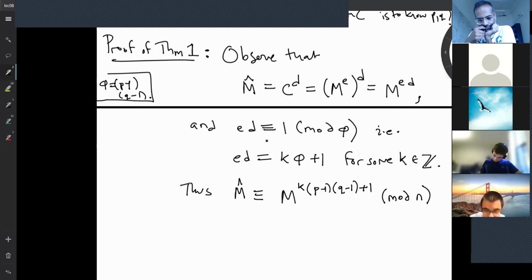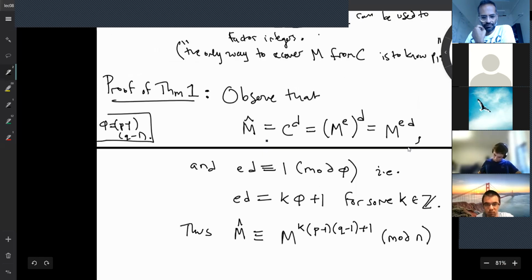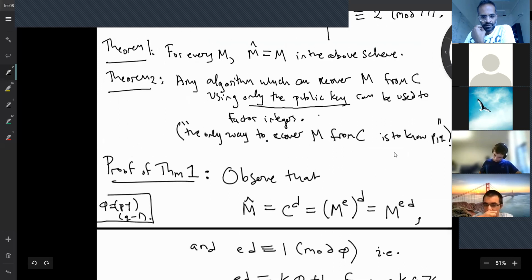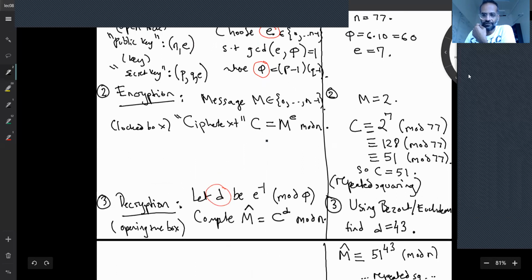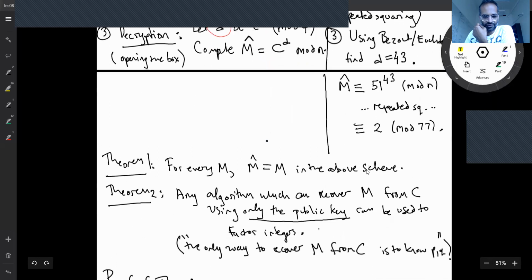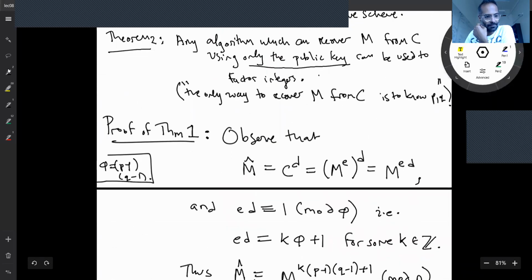I have a question. Yep. At the bottom of the slide above, where it says m hat equals c to the d, don't we only know that m hat equals c to the d mod phi? You are absolutely right. So thank you. That's a very important mistake that I made. These are not equalities. These are congruences because m hat is in fact a remainder modulo n. So let me correct that. But these are all congruences.